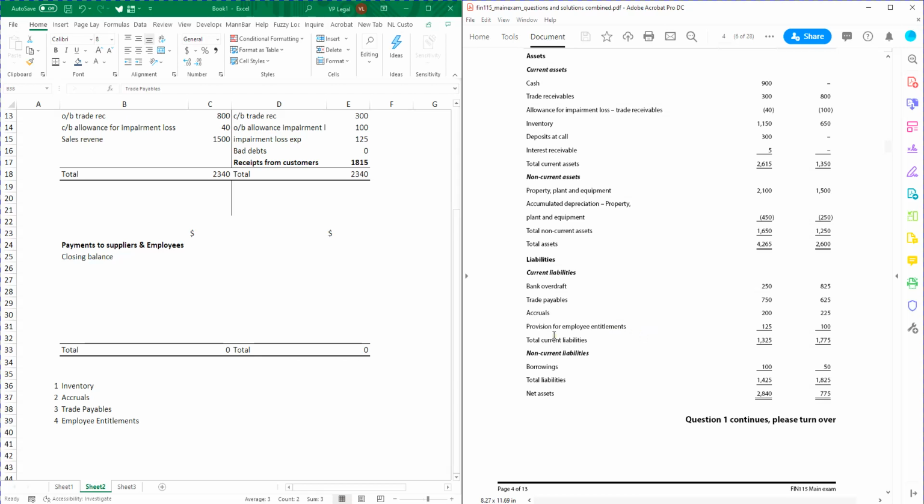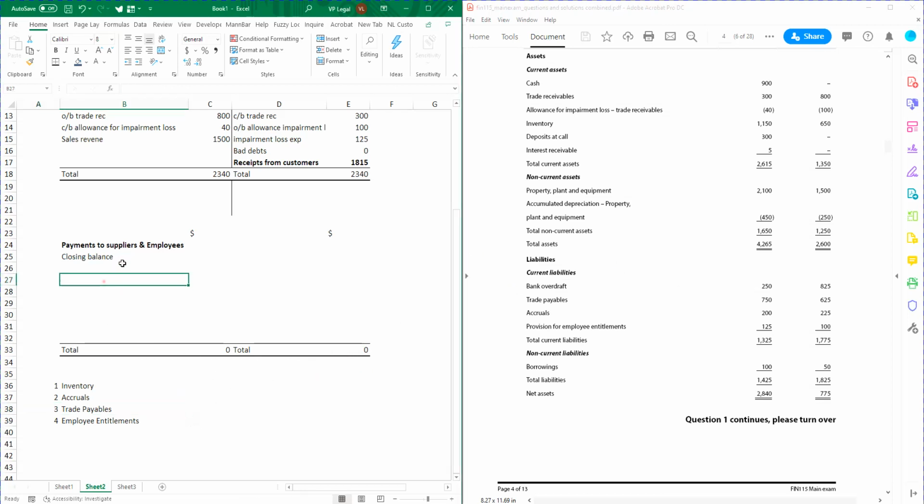Provision for employee entitlement, so really we were looking for working capital style items. So not debt, not cash, we're looking for working capital. So inventory, payables, accruals, employee entitlements, and so forth. So it looks like we've covered everything there. Okay, so let's start off with inventory.